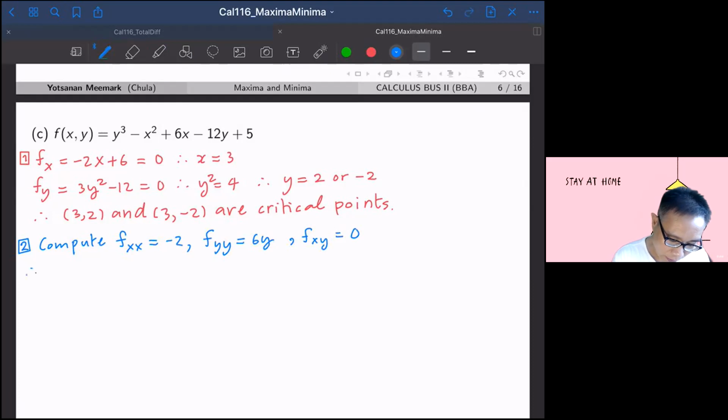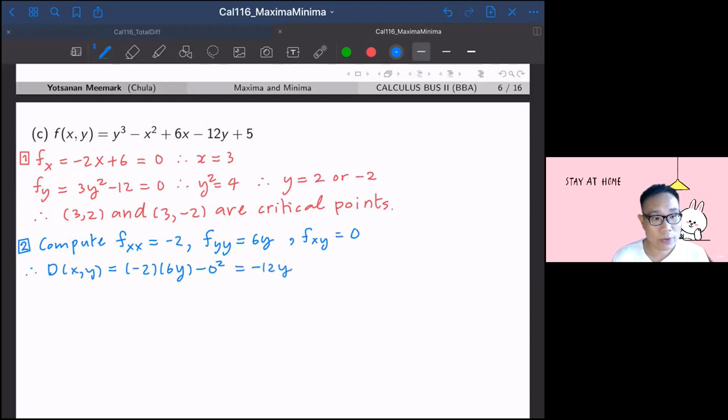So you have D, which turned out to be a function in x and y. You haven't seen a variable before, but now it will be negative 2 times 6y minus 0 squared, and this will be negative 12y. So D at x, y equals negative 12y.